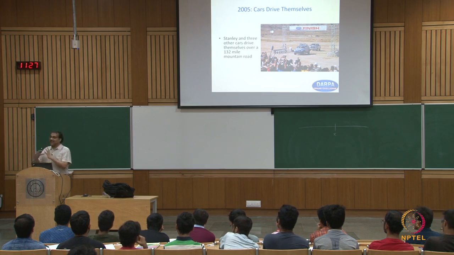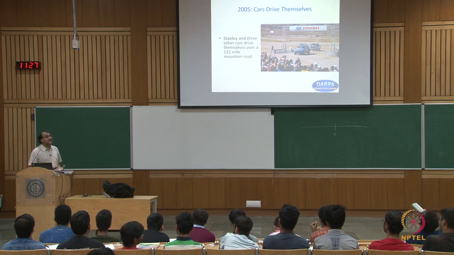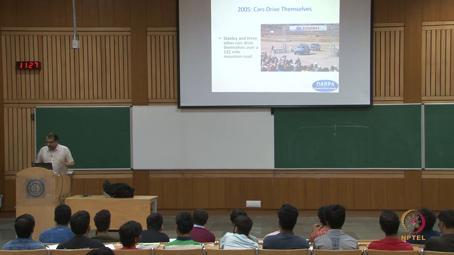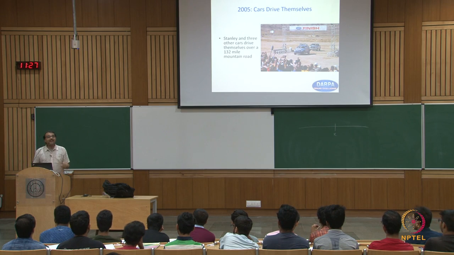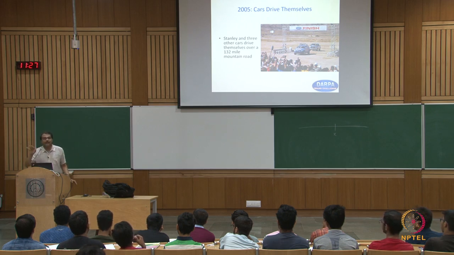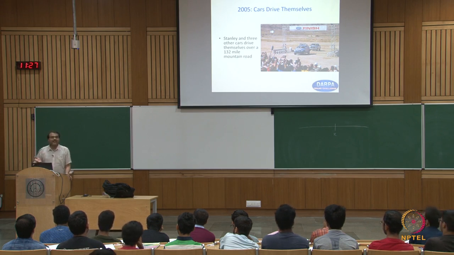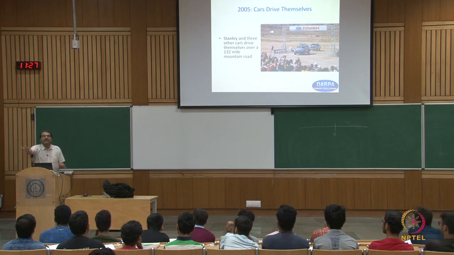Now, the car that was expected to win was Highlander. And believe it or not, Highlander started having engine trouble. To the extent that at some point it is said that the Highlander will go forward, come back, go forward, come back, go forward, come back. And it was stuck. And finally, Stanley carefully overtook Highlander and ended up winning the competition.